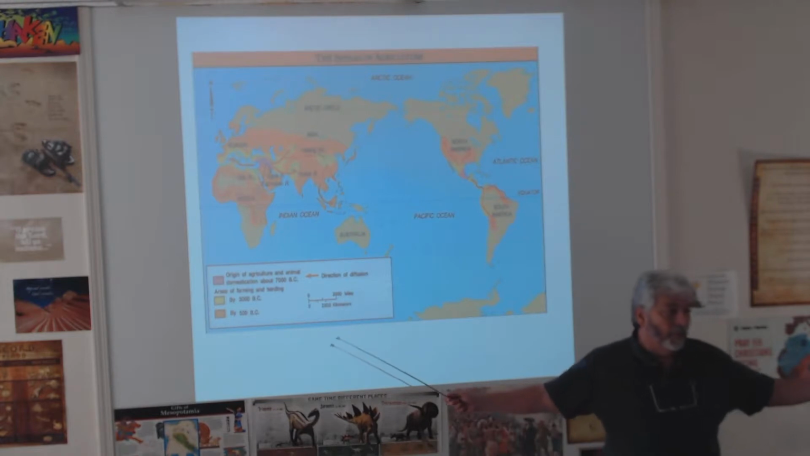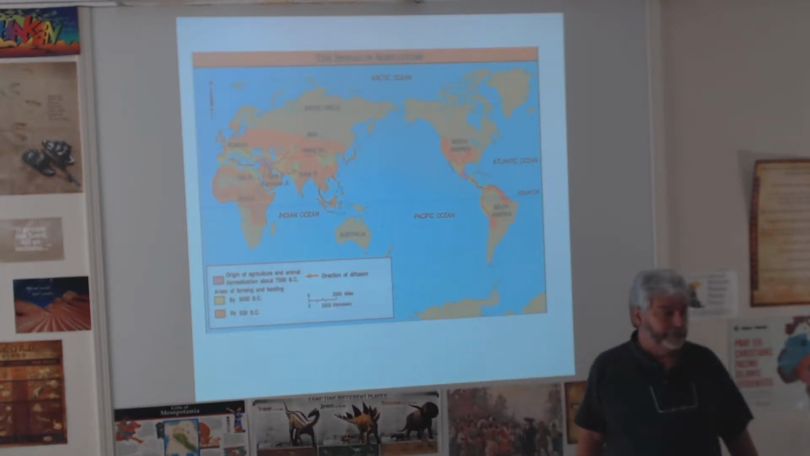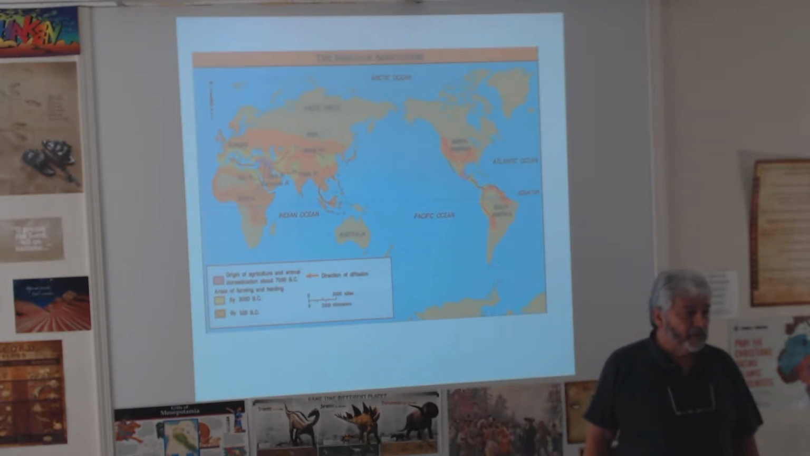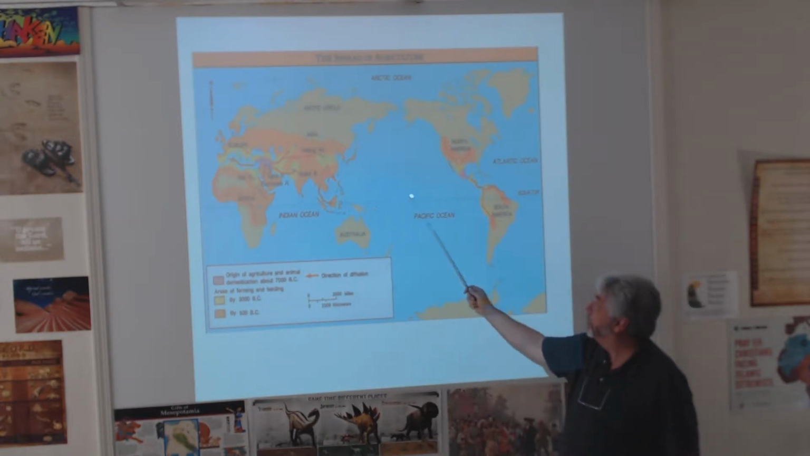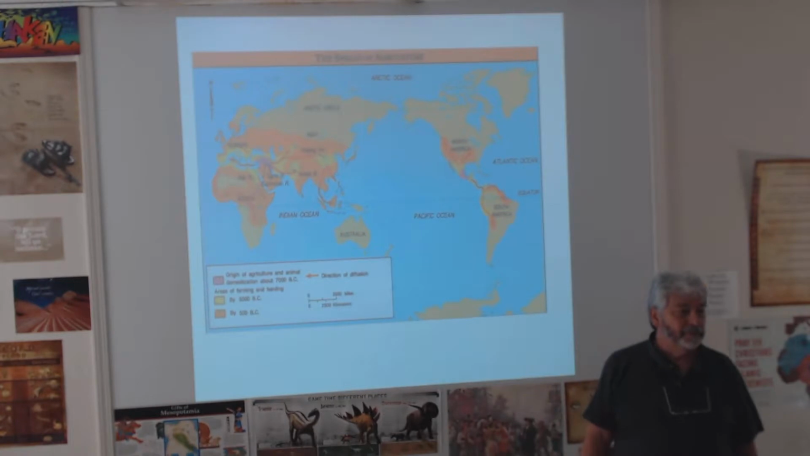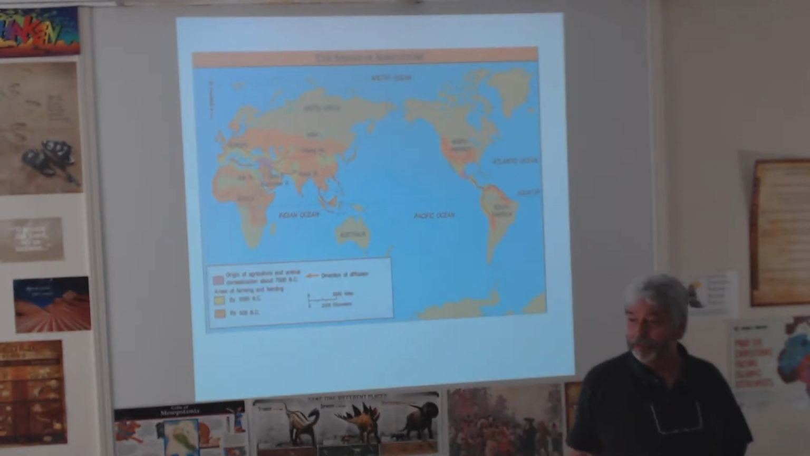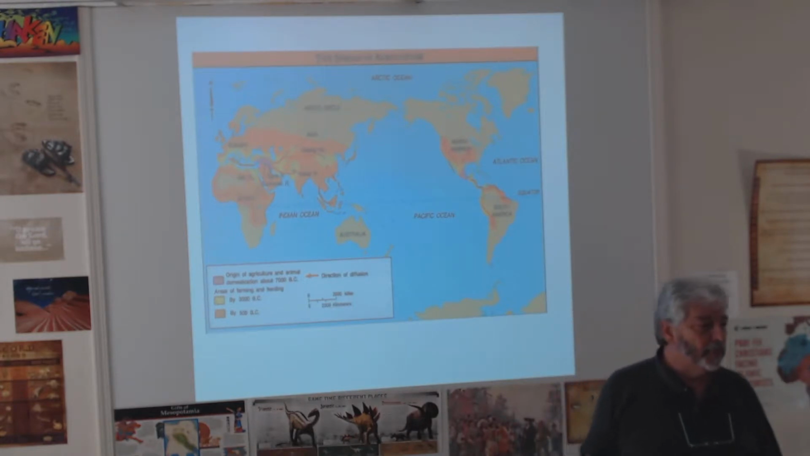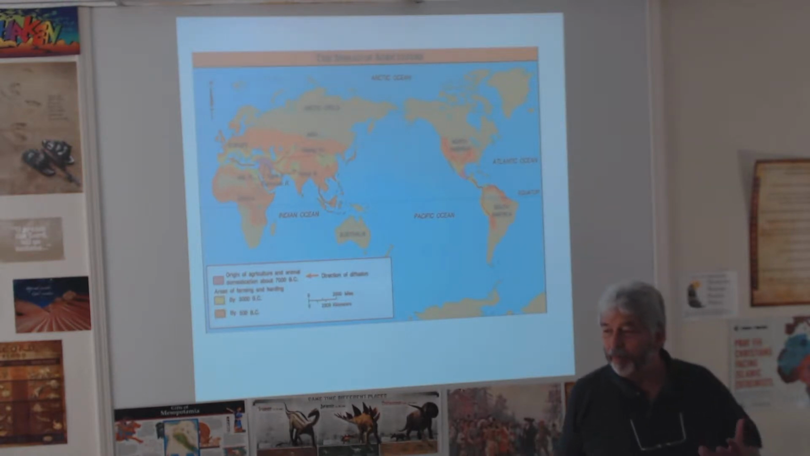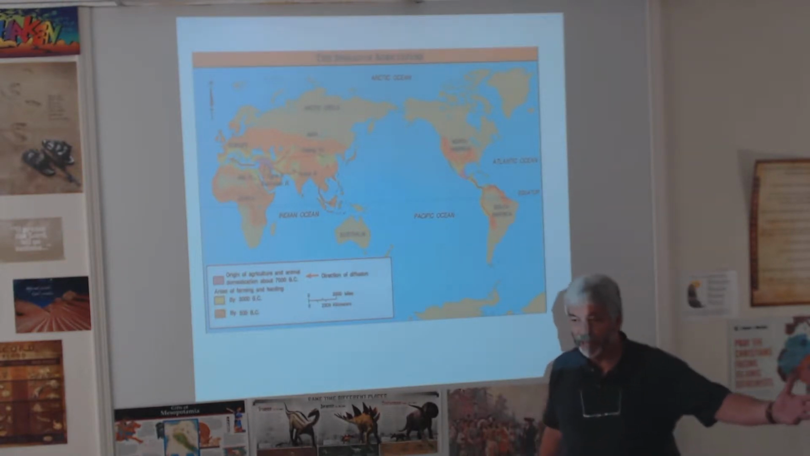So what would be the normal way that they would get there? On boats, right? So why don't historians want to believe that people came from here over to here in boats instead of walking across land searching after caribou or something? Jessica? Exactly. They didn't think they would be able to make that journey at those early times.